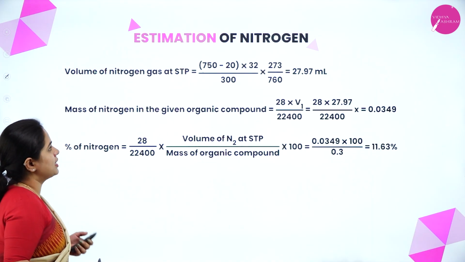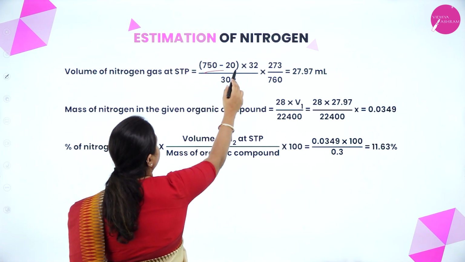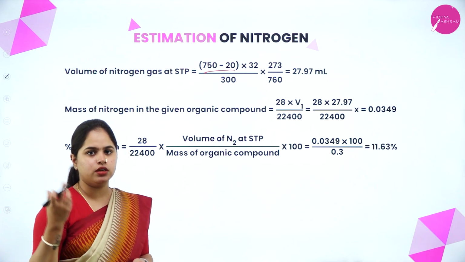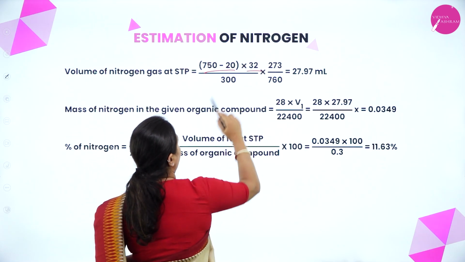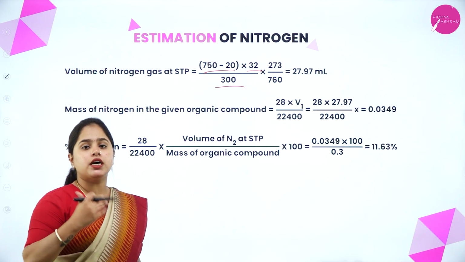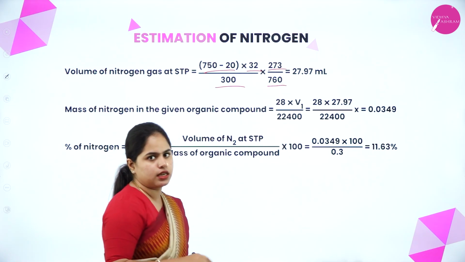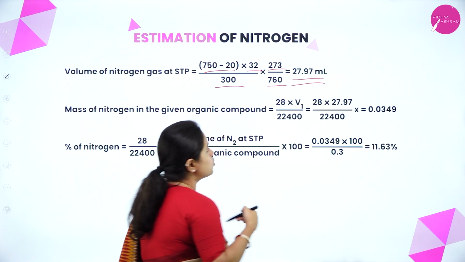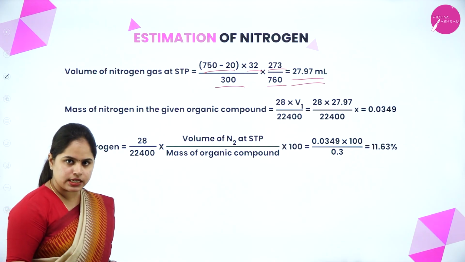Volume of nitrogen gas at STP is given by 750 minus 20. What is 750 minus 20? It is the difference between atmospheric pressure and aqueous tension, which will give the pressure of the dry gas, right? Into 32, which is the volume, divided by 300. 300 is the temperature which is given, which we converted into Kelvin scale. And into 273 by 760. This is in standard condition, and you get the value as 27.97 ml. So, that is the volume of nitrogen gas at STP.